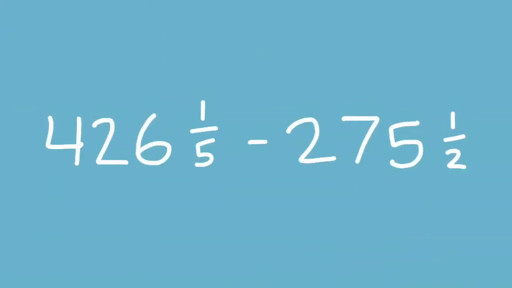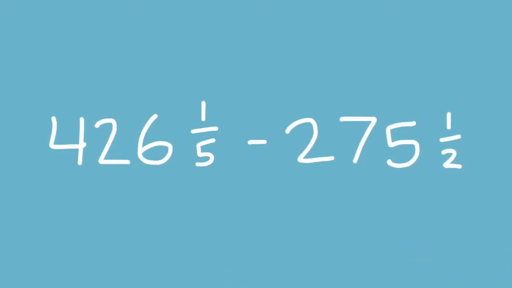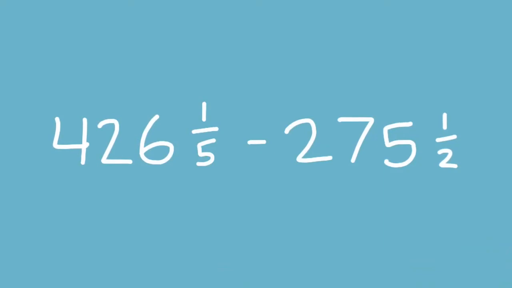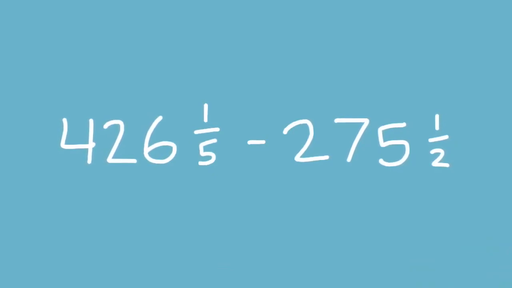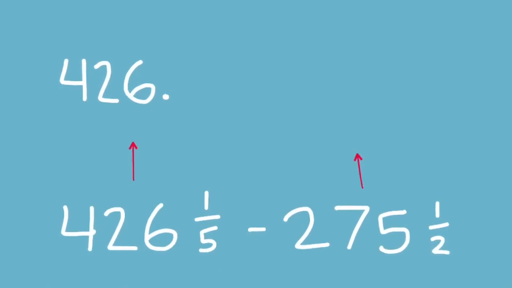So here's the new problem, 426 and a fifth minus 275 and a half. Now again, let's try this two different ways and see which one you prefer. First, let's turn these into decimals. So 426 and a fifth, what would that be as a decimal? Well, we know what the whole is, 426. But what do we do with that fifth?